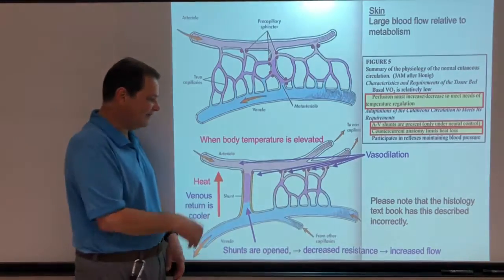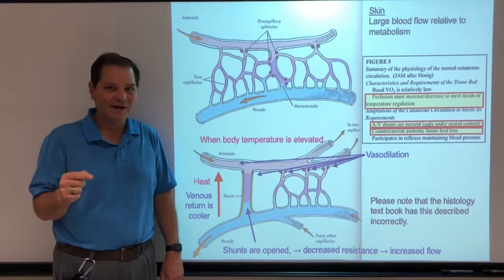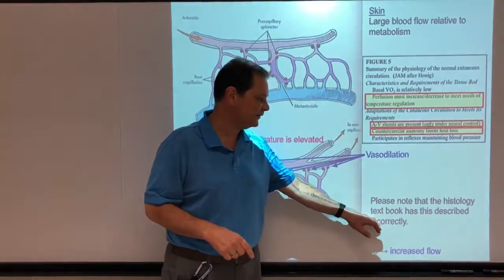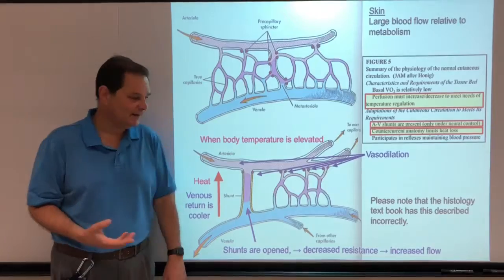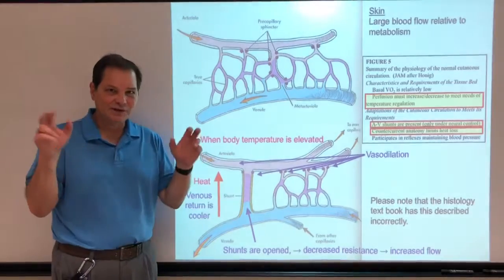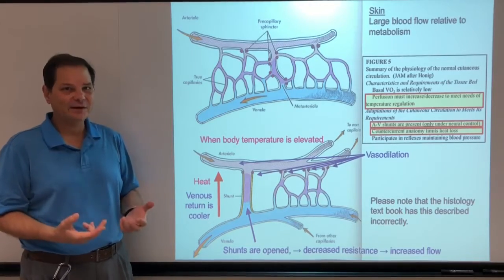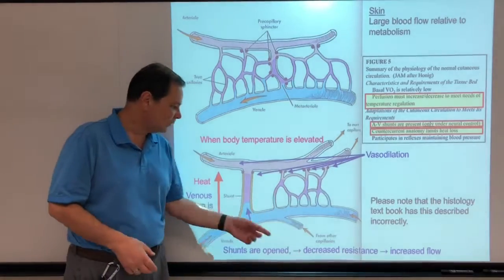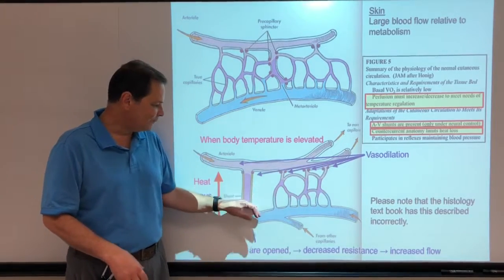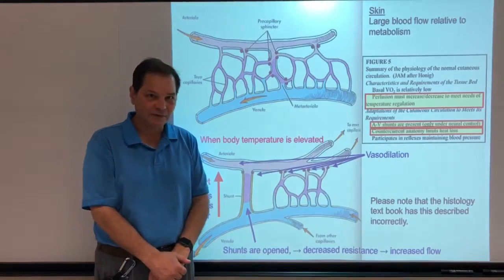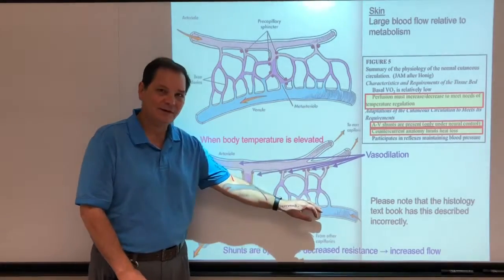I've had students write me emails telling me flat out that I was wrong. And the fact that your histology textbook is wrong does not help. This is a very common misconception, okay? These shunts are not there to shunt blood. They're there to change the resistance of flow in the skin. And they open up in order to decrease resistance and increase flow to the skin by allowing more blood to flow, okay? They do not constrict in order to make blood flow here.